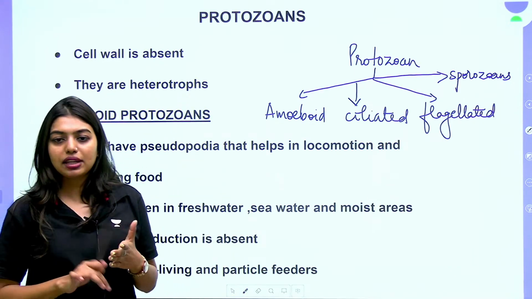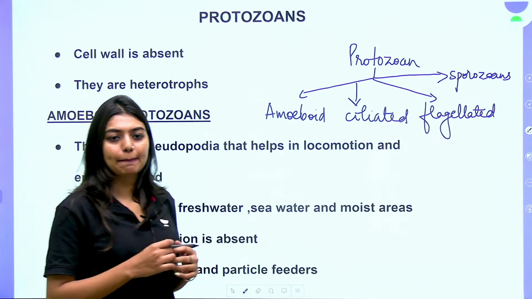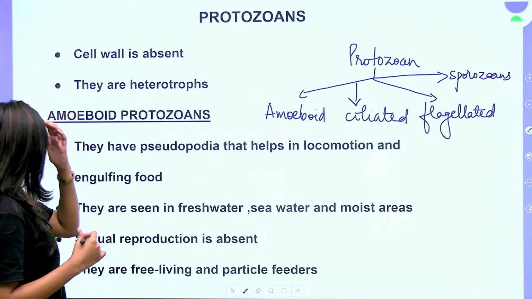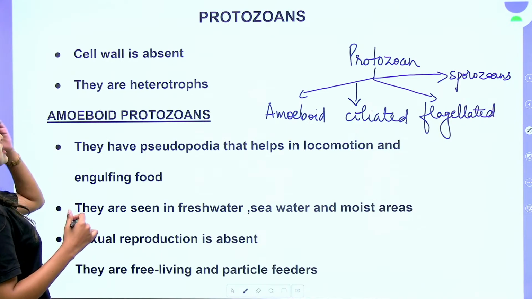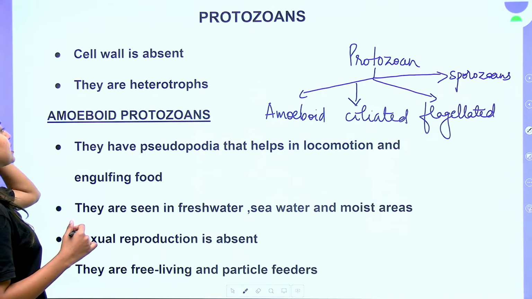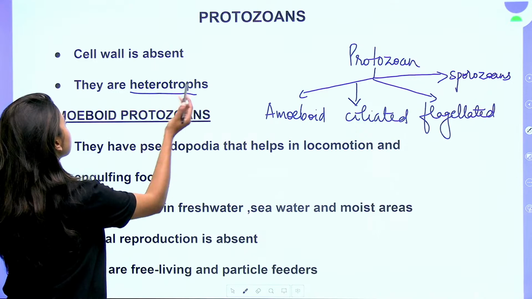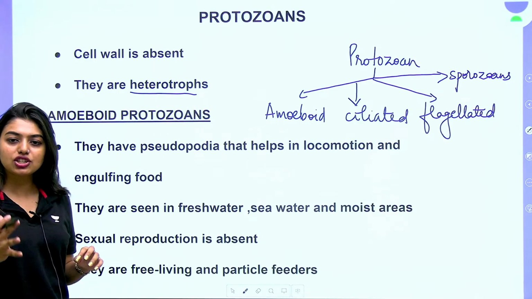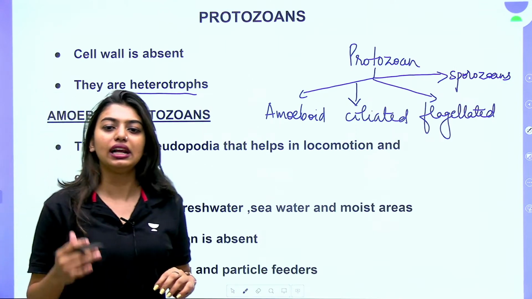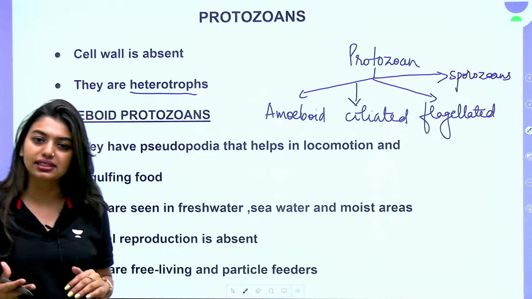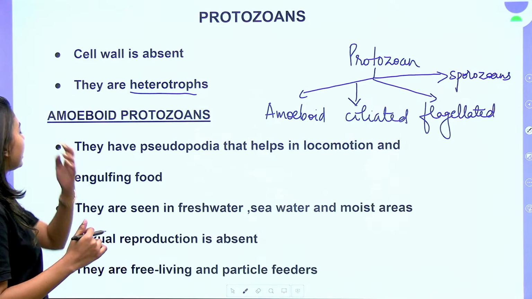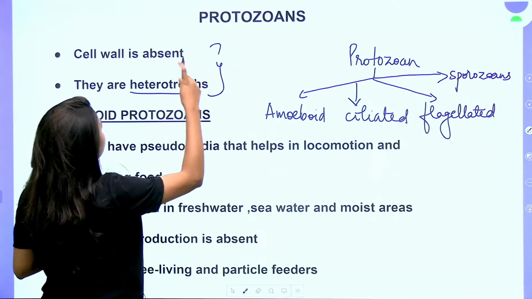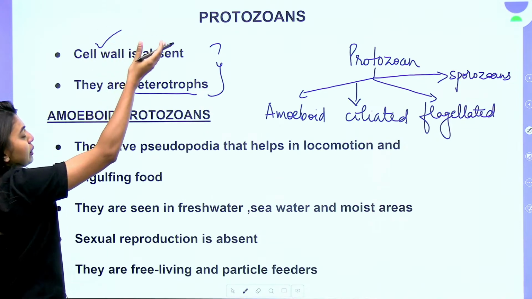Okay, tell me quickly. Cell wall is absent and they are heterotrophic. That means they depend on other organisms for food, right? Now tell me, this nature is seen in? Yes, very good. It is seen in animals, right? So, these two characteristics are a big yes that this should belong to animals.